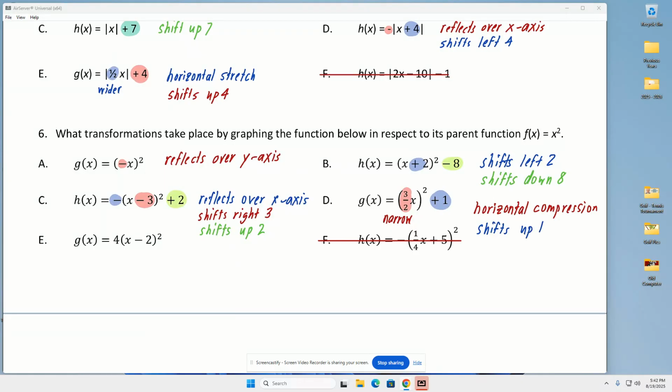All right, last one for your homework last night, and I hope that you guys got every one of these right. If you did, I'm impressed. First, we're multiplying by 4. So it's a dilation. Where is it? It's outside. It's vertical. It's a vertical dilation.